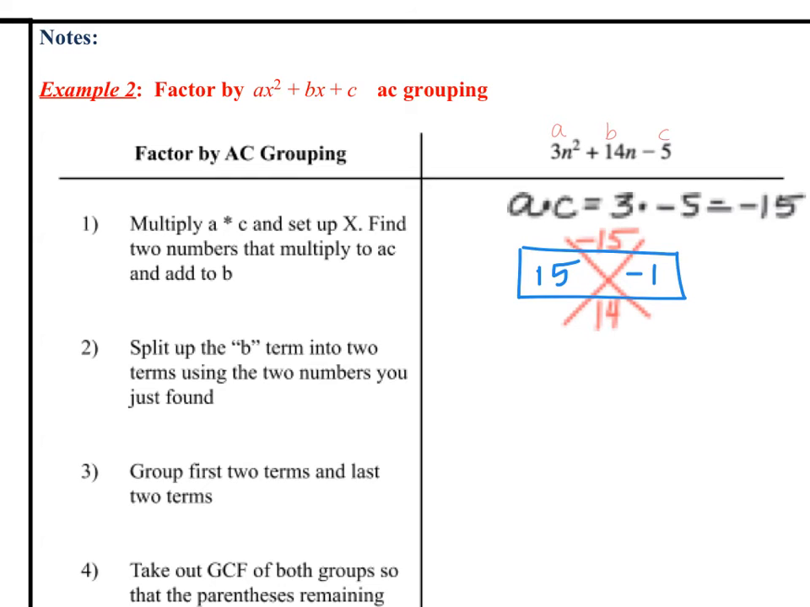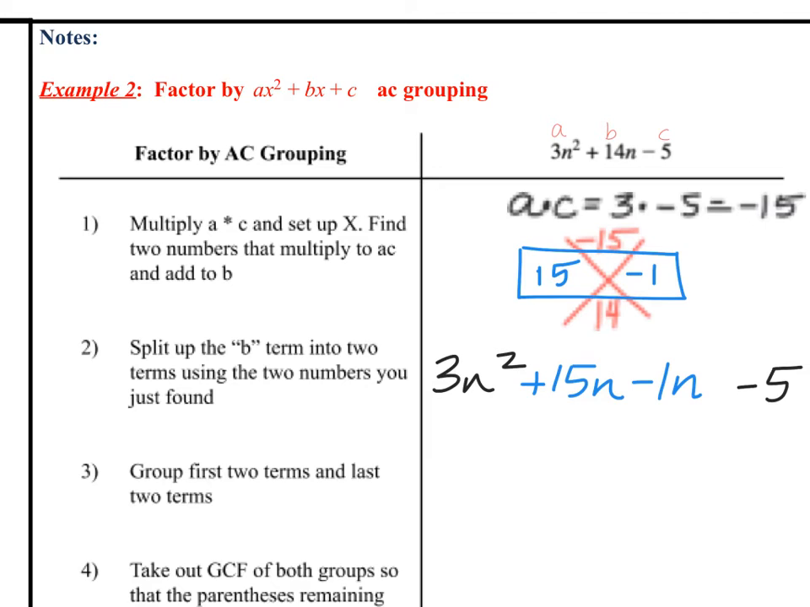Okay, next thing. Split up the B term into two different terms using the two numbers you just found. 3n squared stays at the beginning. Negative 5 stays at the end. That has not changed. But in the middle, instead of putting 14n, you're going to use the two numbers you just got. We're going to put 15n and negative 1n. So we are replacing 14n.